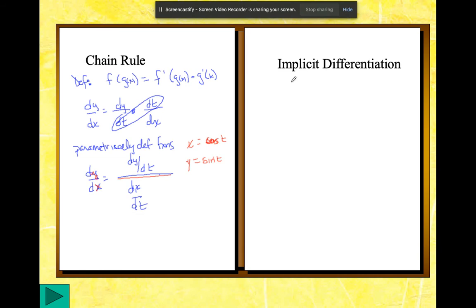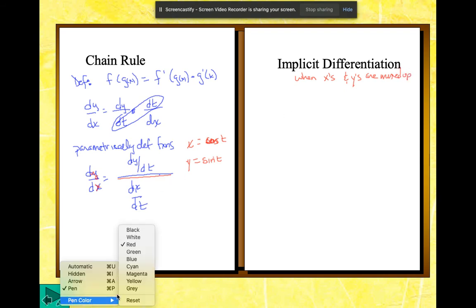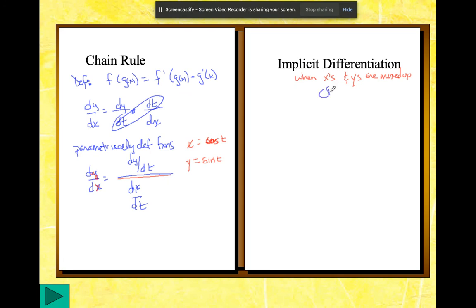Implicit differentiation. When x's and y's are mixed up together, you must use the chain rule. The chain rule for sure. And then remember, some problems also had the product rule in it. For example, if I just give you x squared plus y squared is equal to 16, you just need to use the chain rule on the y part.